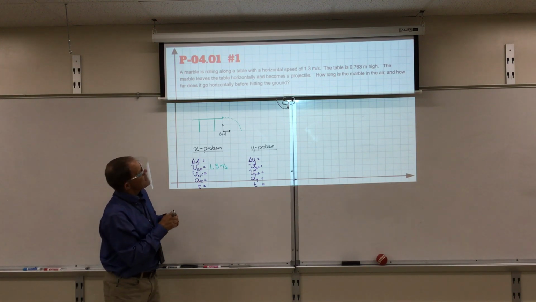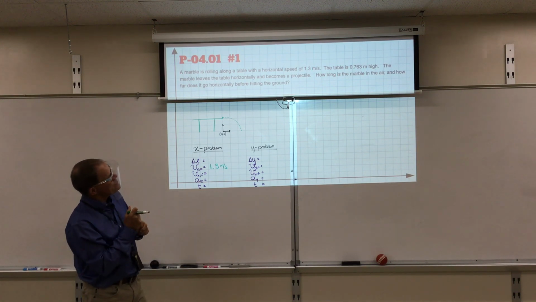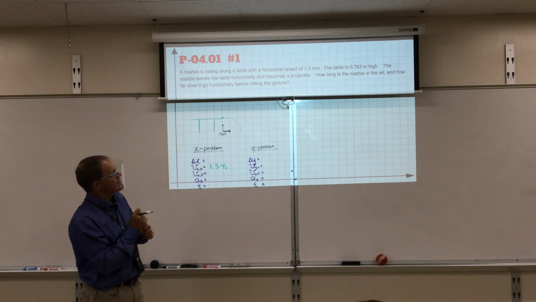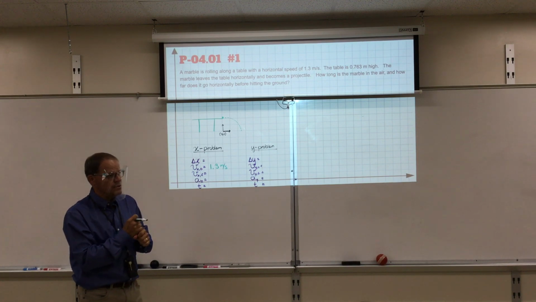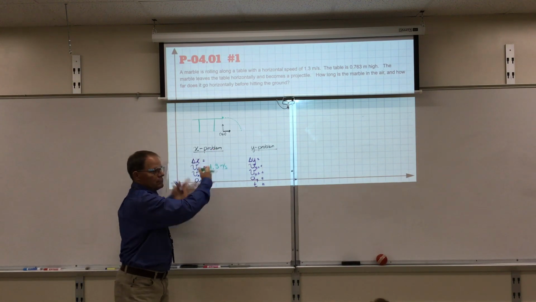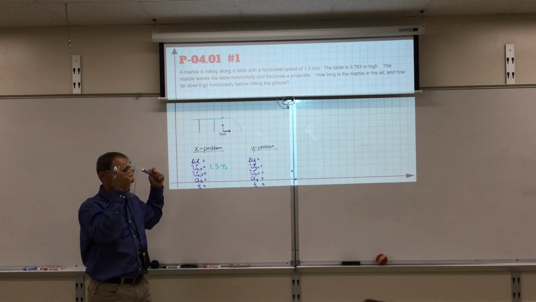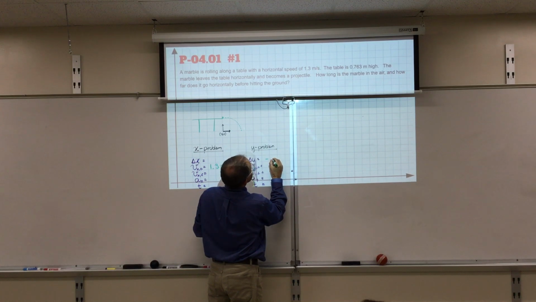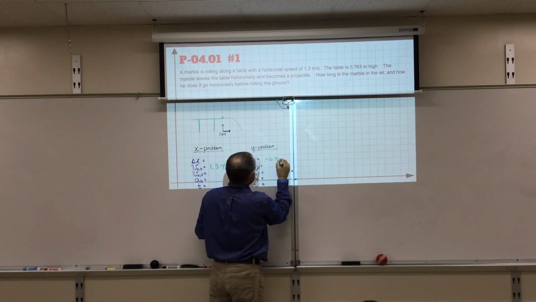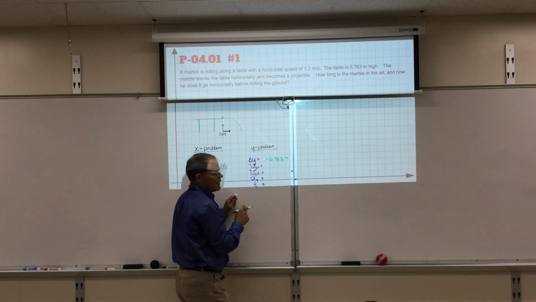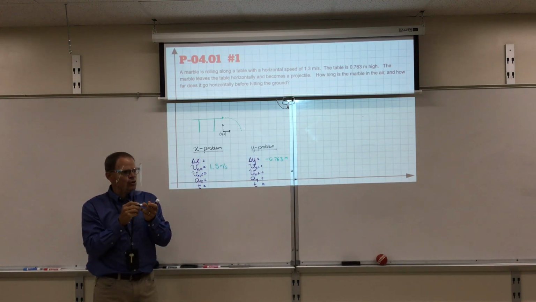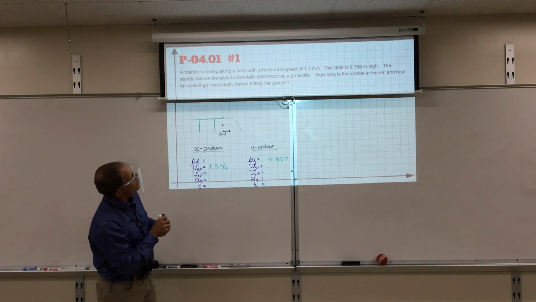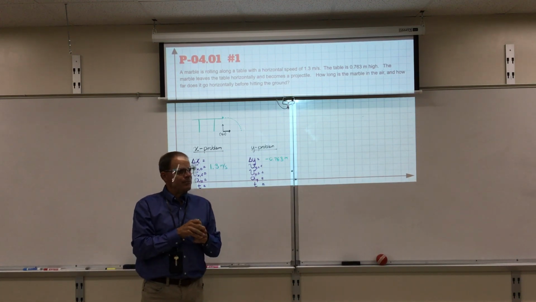All right. It says the table is 0.763 meters high. I got that because I actually measured Jared's table. That's how tall it is, 0.763 meters. What is that? It's what? Delta y? Yep. It's 0.763 meters. Okay? And it's negative because the marble moves downwards, right? All right. What else do we know from this problem?